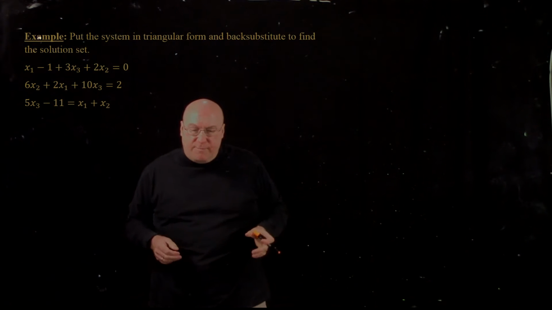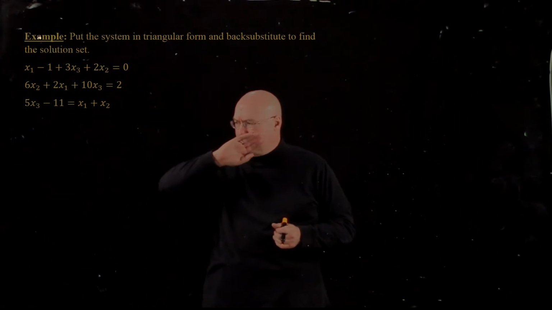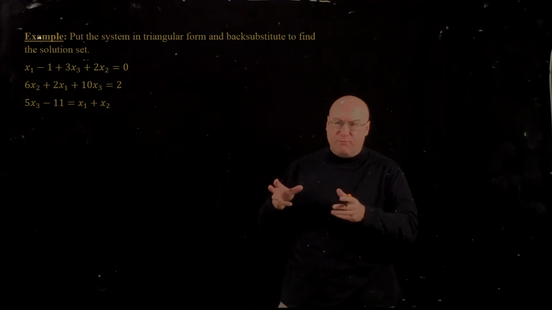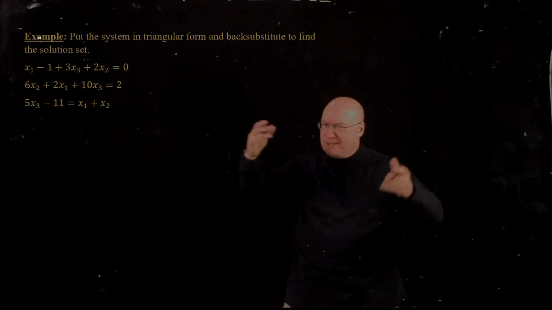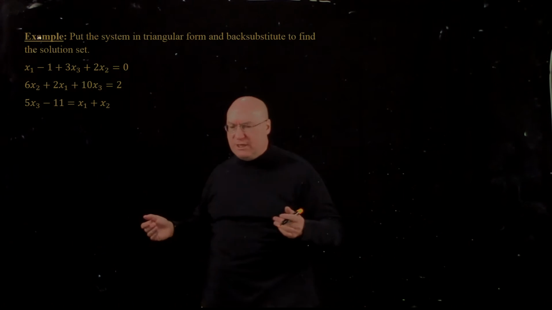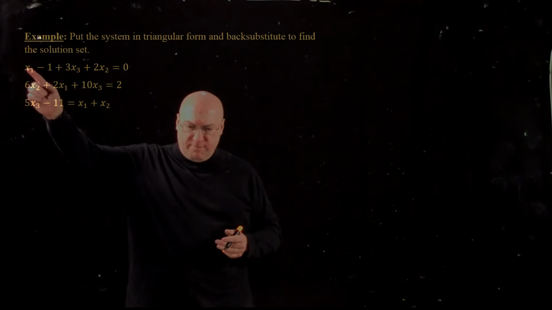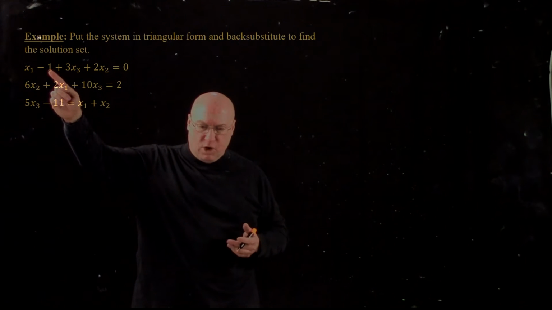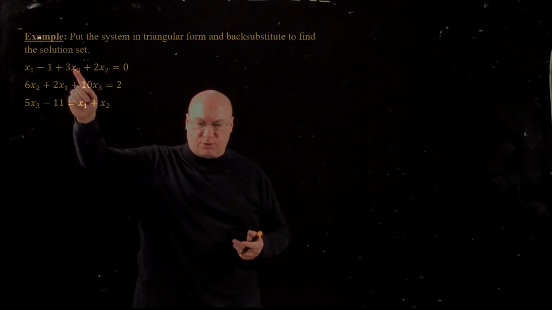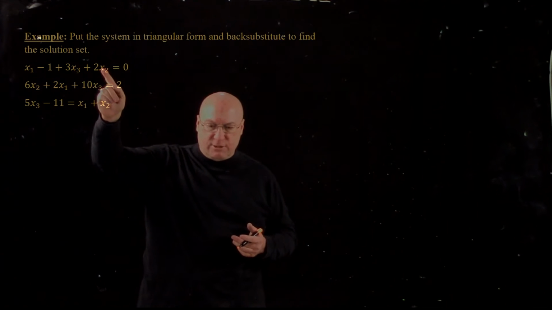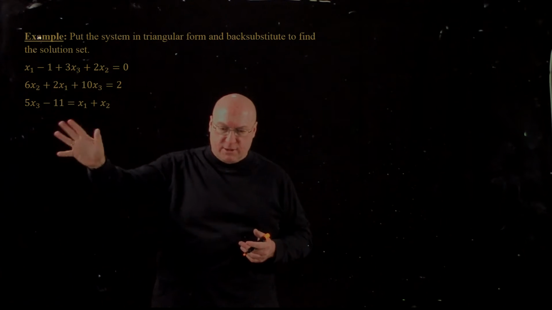So first off, it's a little bit of a mess, right? If I want to use multiples of one equation to eliminate variables in the other, I want the variables all lined up. So that's the first thing to notice. I got an x1 minus the constant term 1 on the left-hand side, and then I got a 3x3 before I get to the x2 term, right? And then it's equal 0. It's okay. They're all kind of messed up.